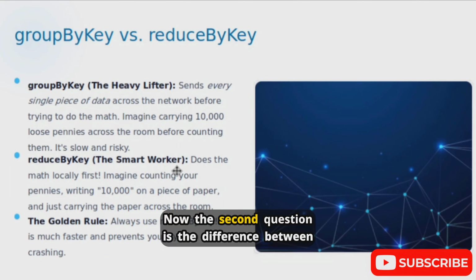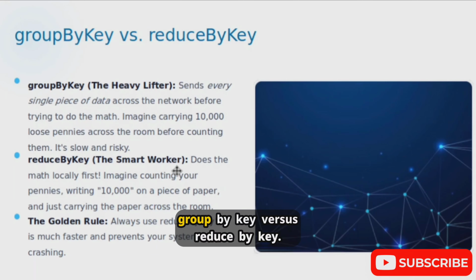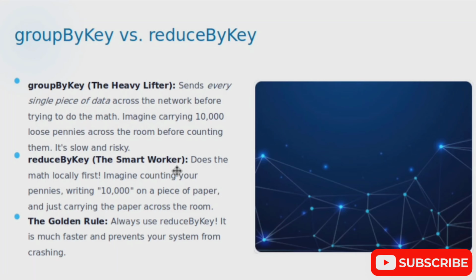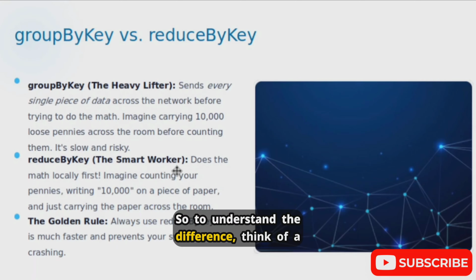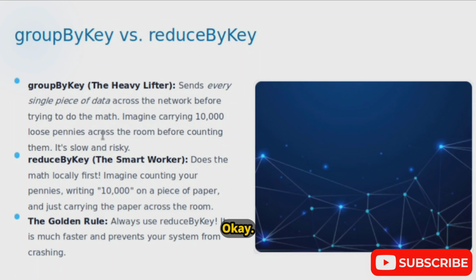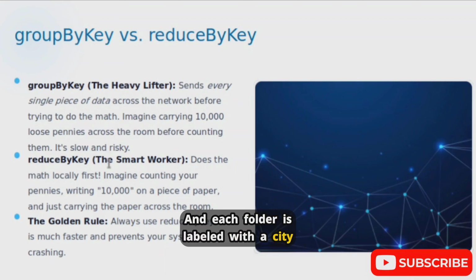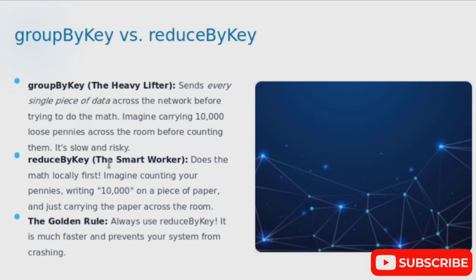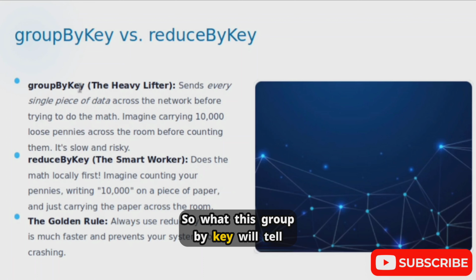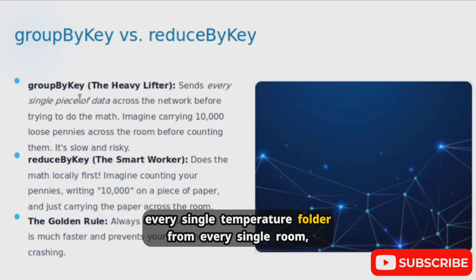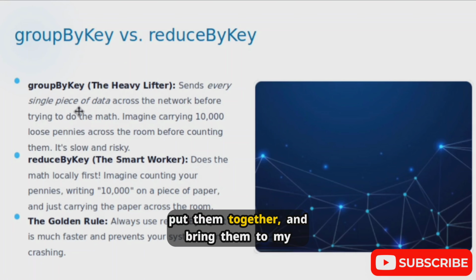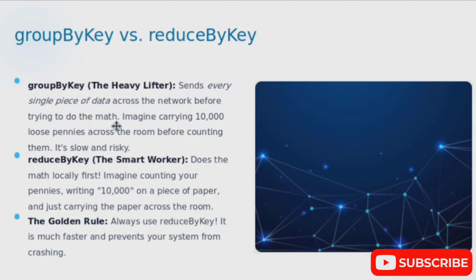Now the second question is the difference between group by key versus reduce by key. To understand the difference, think of a key value pair as a labeled folder. Imagine you have 1,000 folders, and each folder is labeled with a city name. Inside each city name folder, we have a list of temperatures. Group by key will tell your workers, grab every single temperature folder from every single room, put them together and bring them to my desk, right?